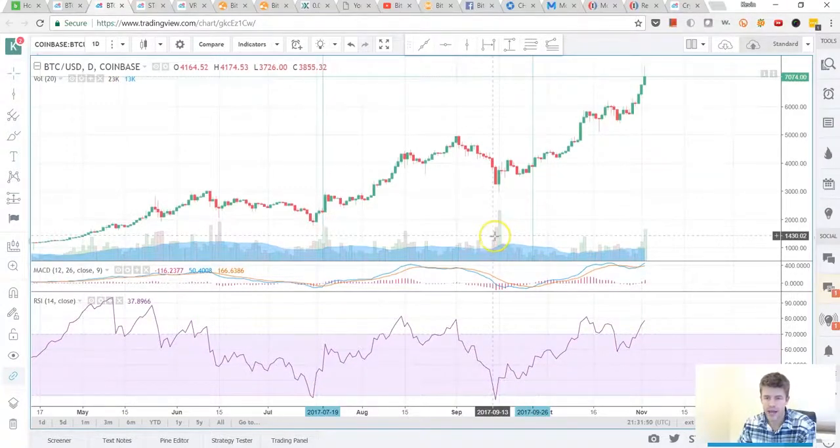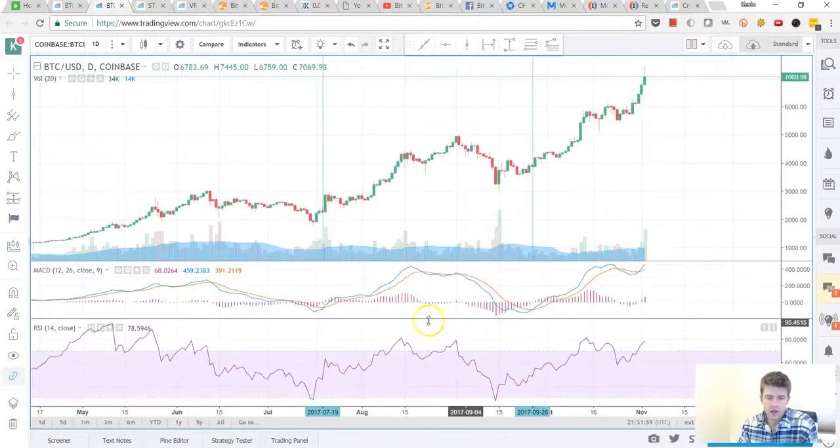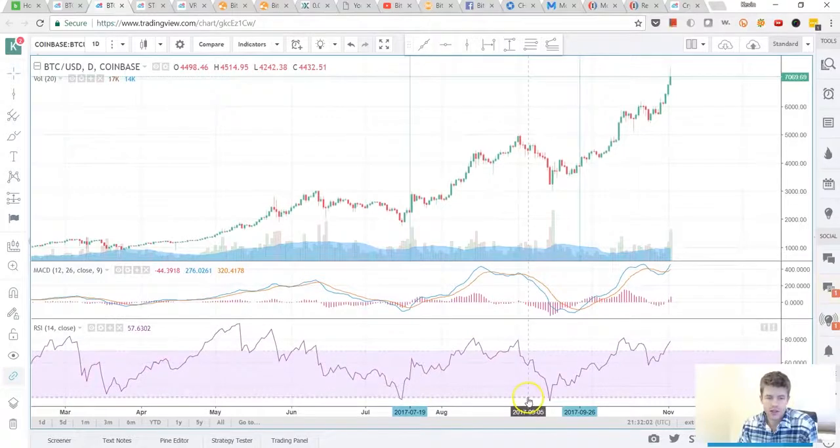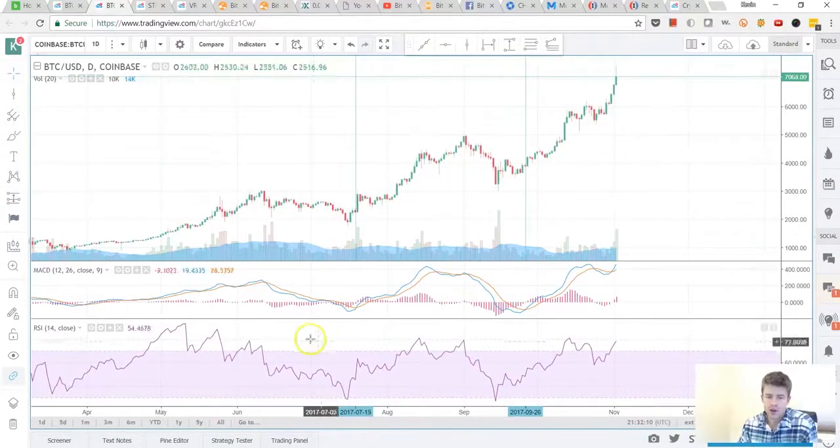Those would have been fantastic days to actually buy Bitcoin. So with RSI, if you look at Bitcoin, you can see it doesn't really touch the bottom very often, but it's different with every single coin. If you're looking at Ethereum, it's going to look different. If you're looking at Litecoin or any other coin, they're all going to look different.